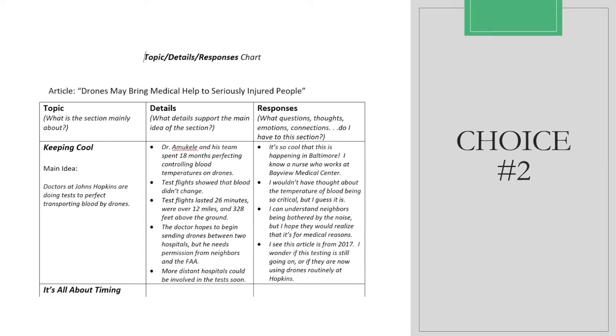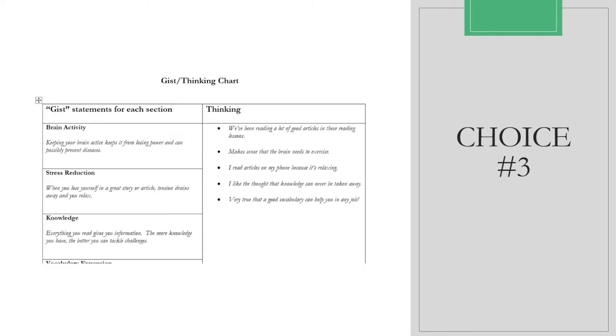Your second choice is the Topics, Details, Responses chart. This one is also three columns. If you remember, in the first column, you record the subheading for each section of the article. Then you write a main idea statement for that section. In the middle column, you list the details of the section that you thought were important. Considering those details will help you to write that main idea statement under the subheading in the first column. The third column would be where you would record your thinking.